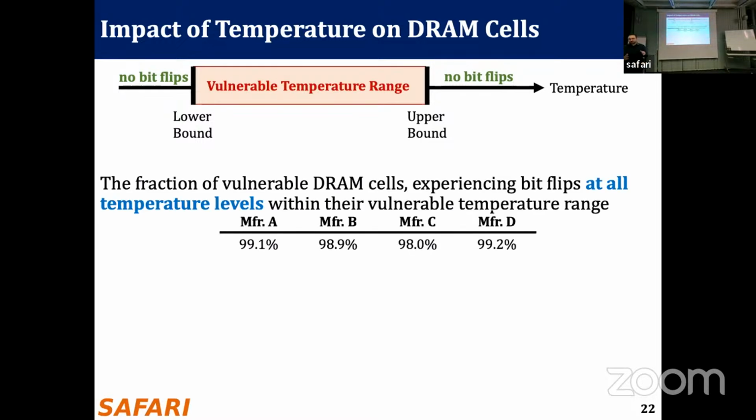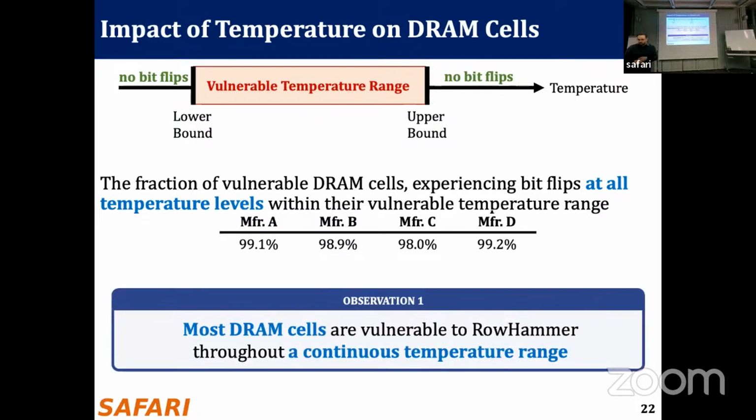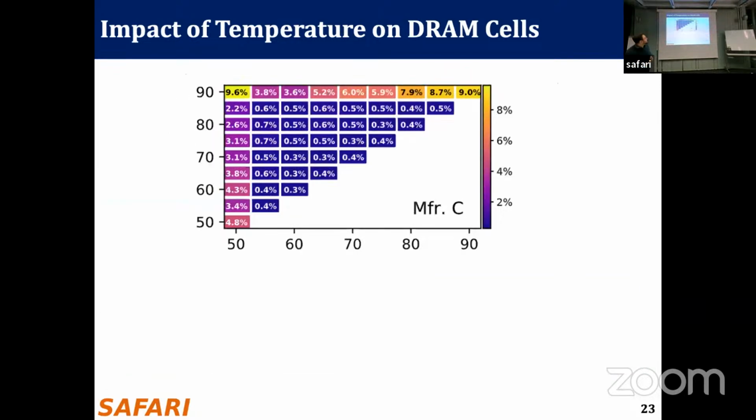When we look at the fraction of vulnerable DRAM cells that experience bit flips in a vulnerable temperature range, we check whether they experience bit flips at every single temperature point we test in this range, and almost all of them have a continuous vulnerable temperature range. Once they start observing bit flips after the lower bound, they keep observing bit flips until they reach the upper bound, and then they stop. As a result, most DRAM cells are vulnerable to RowHammer throughout a continuous and bounded temperature range.